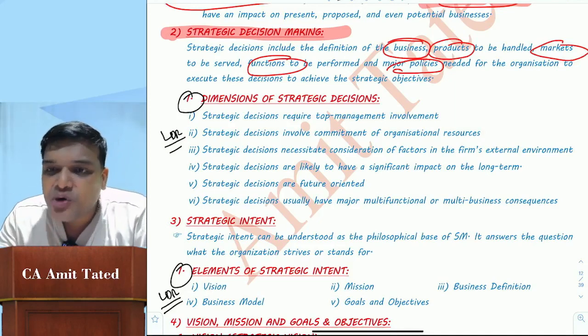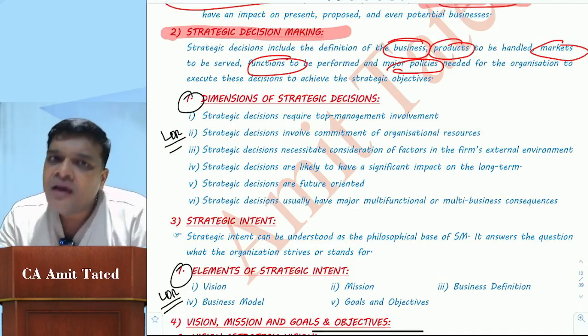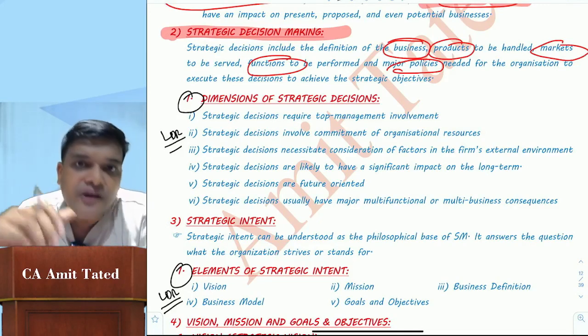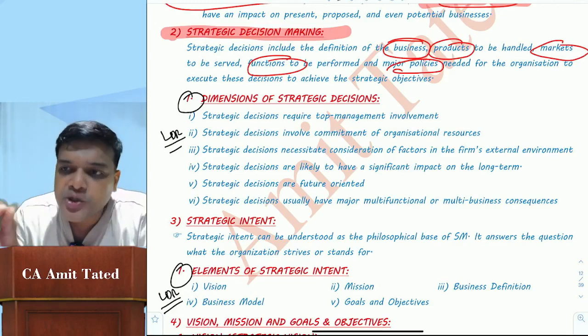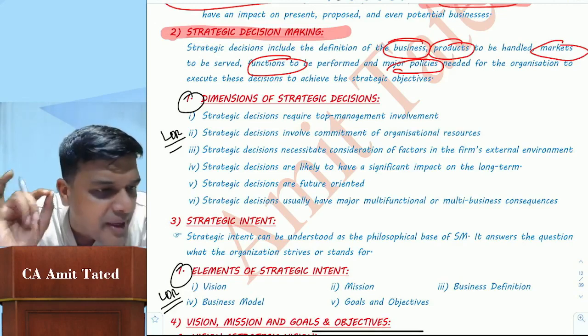The market is to be selected. Functions: I will have a marketing function, a sales function, a production function. That is nothing but the functions to be served. And policies. In short, please everybody be clear, listen carefully.